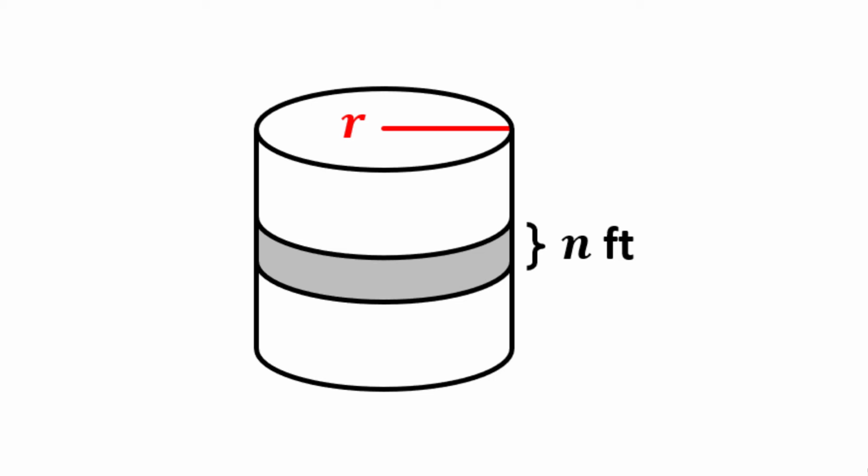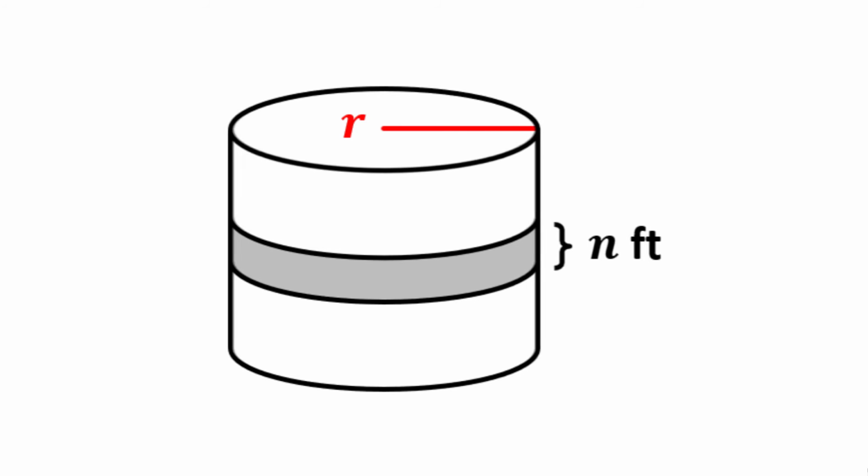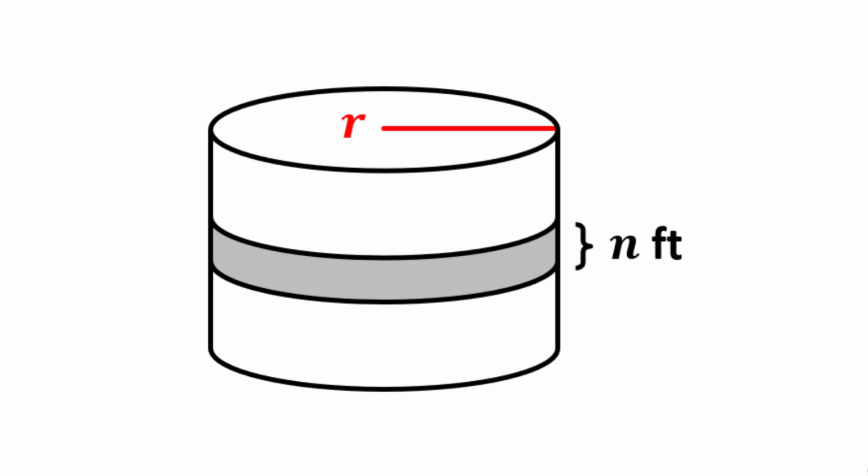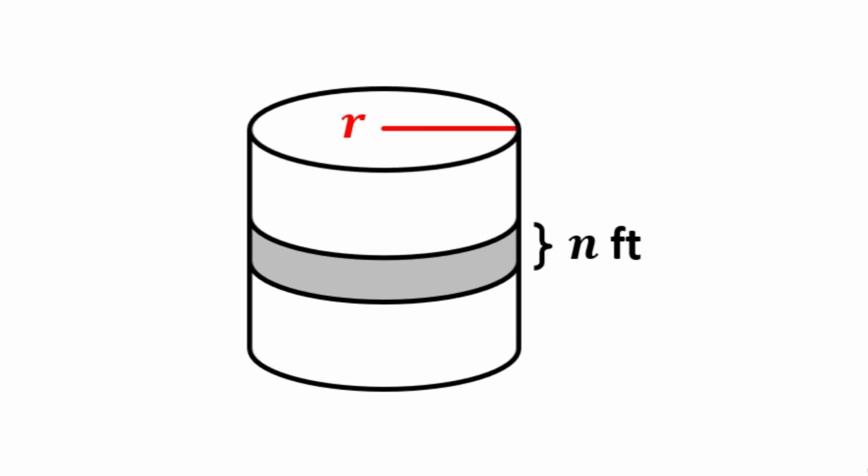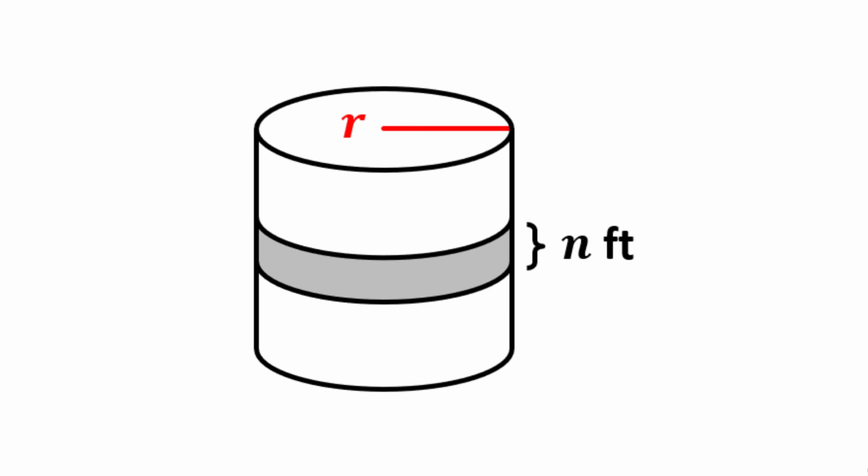So let's imagine what happens to the stripe if n is fixed but the radius r increases. The stripe gets longer, increasing its surface area. If we shrink the radius, the stripe gets smaller again. So this visualization confirms what we thought. N is not enough to compute the area.